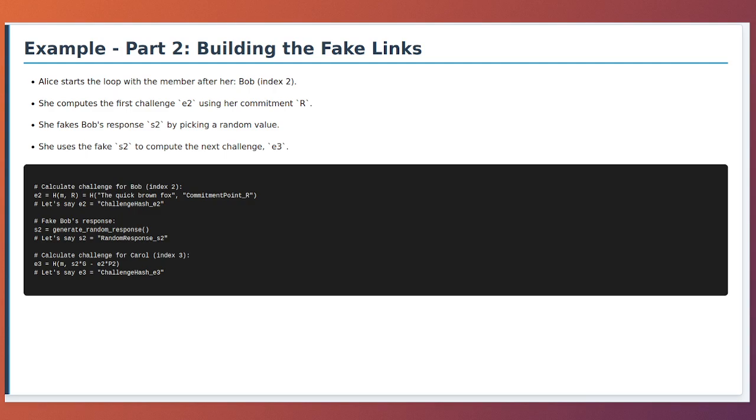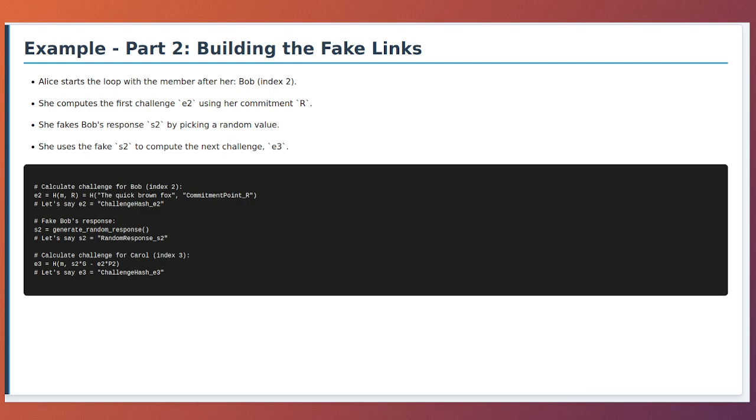Example part 2. Building the fake links. Alice now needs to create the parts of the ring for the non-signers, Bob and Carol. She starts with Bob at index 2. Since she doesn't know his private key, she must fake his response. She picks a random number for his response, S2. For our example, let's say she picks the value "random response S2." Now, she needs to compute the challenge for the next person, Carol. She uses the formula E3 equals H of M, S2 times G minus E2 times P2.